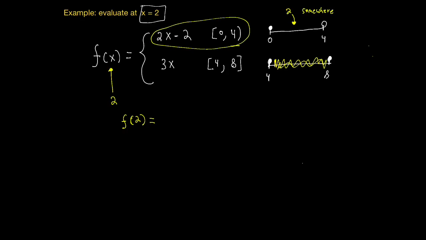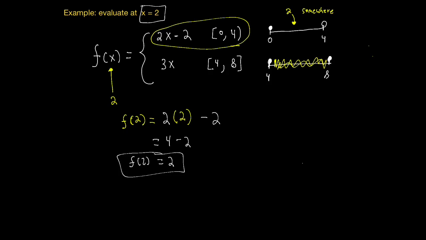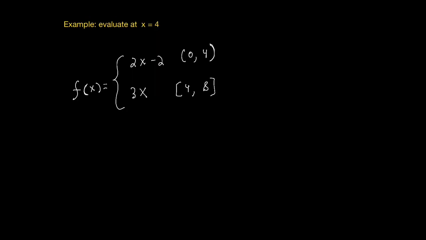So everywhere I see an x, I'm going to replace it by a 2. So now I have 2 multiplied by 2, and we're going to subtract a 2 here. So I get that f of 2 is equal to 4 minus 2, and we get a value of 2. Okay. Alright, let's evaluate another point using that same function.